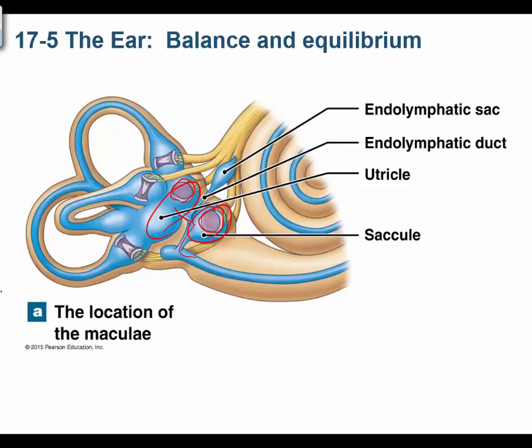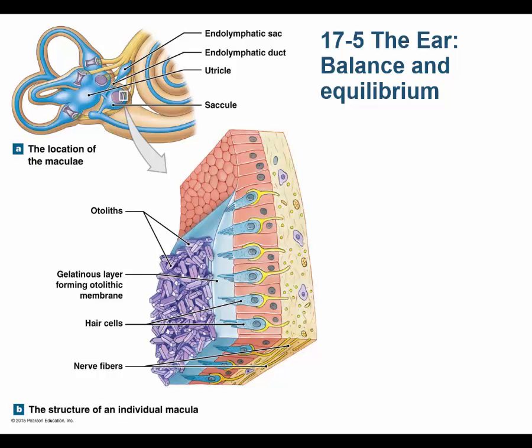These macula are going to detect linear acceleration, or static equilibrium, you could call it. And that is where your head is located in space, but not how it got there. So it doesn't detect how the head got there. It just detects, is it leaning forward? Is it leaning back? Is it leaning to the side, the other side? It detects that. And it can detect linear acceleration. It just can't detect angular momentum.